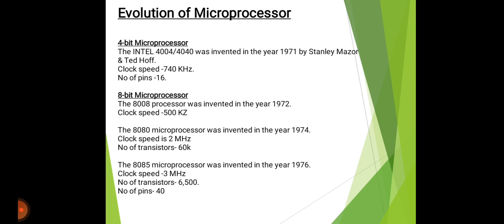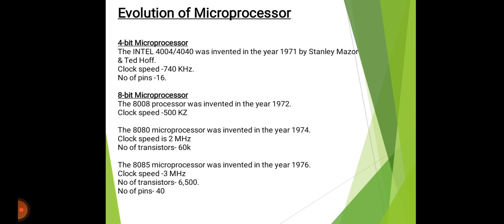Then evolution of microprocessor. Evolution of microprocessor is divided into 5 types. First is 4-bit microprocessor, second is 8-bit microprocessor, third is 16-bit microprocessor, fourth is 32-bit microprocessor, and the last one is 64-bit microprocessor. Now we will see one by one.